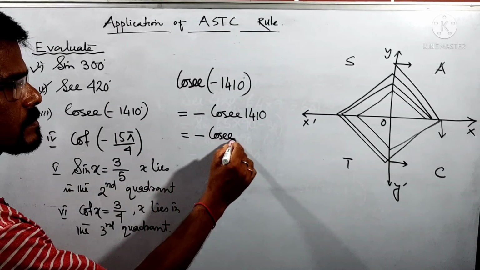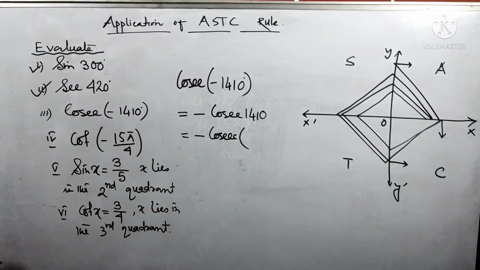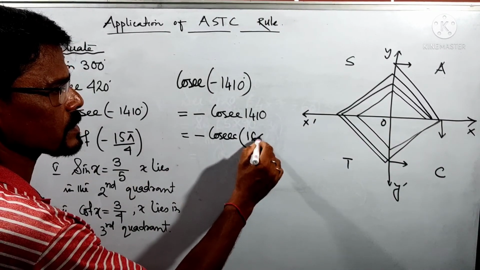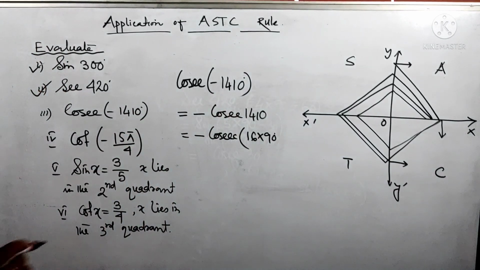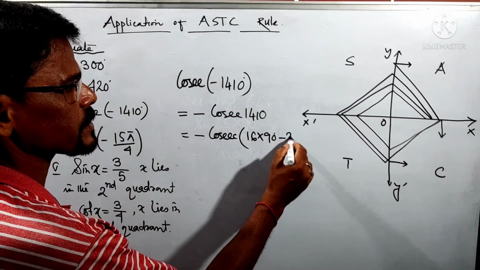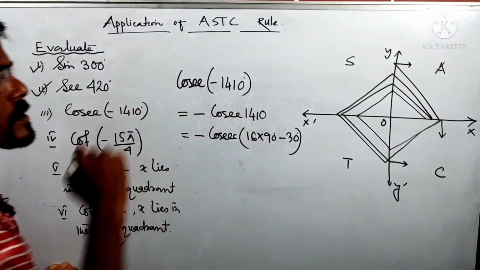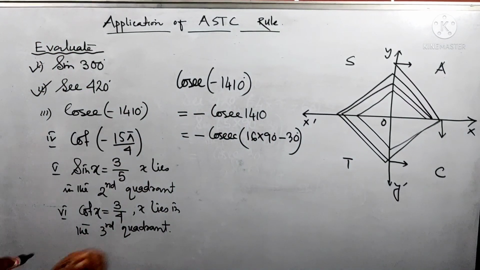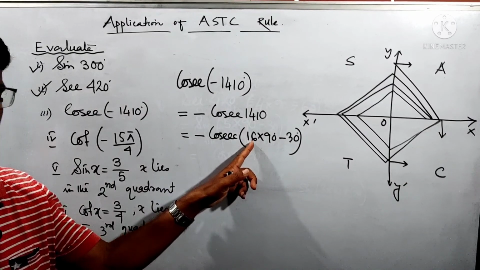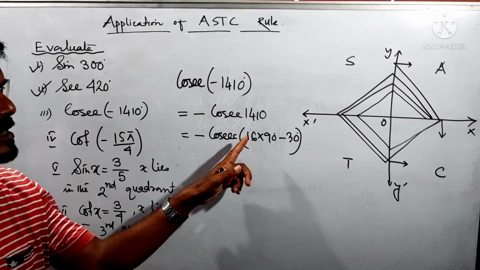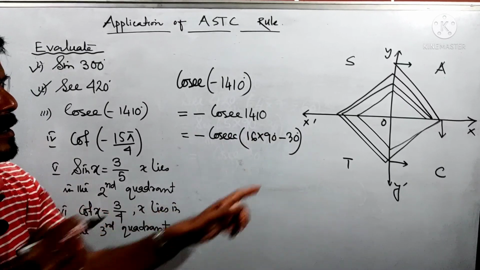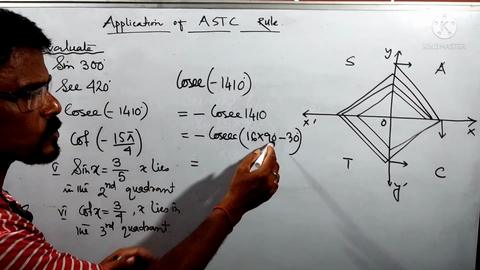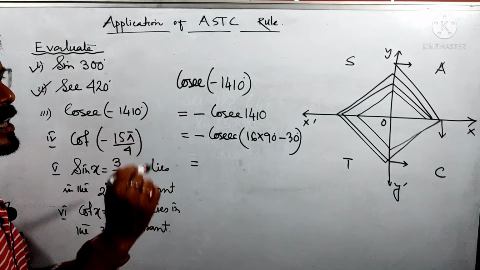Now let us break the angle 1410. Cosec 1410, we can break 16 into 90 degree. If you break 16 into 90, then it will be minus 30 degree, because 16 into 90 minus 30 degree. Let us see 16, the number 16. 16 is an even number, and since it is an even number, the ratio remains same. And whether it will be positive or negative, that one can be calculated.